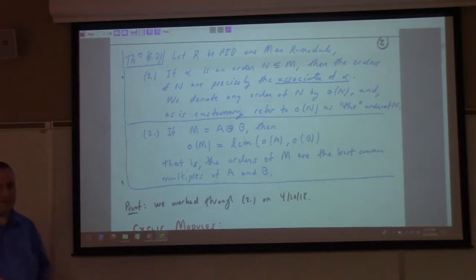For example, if we're working with a Z module, the order is two things because we have 2 units, plus or minus 1. If we were working with something more exciting, we could have a bunch of orders. For example, working with a polynomial ring, then multiplication by any non-zero scalar of the order would be an order. All right, anyway, we also have this result. If M is the direct sum of A and B, then the order of M is the least common multiple of the order of A and the order of B. We actually worked through a good bit of that yesterday.